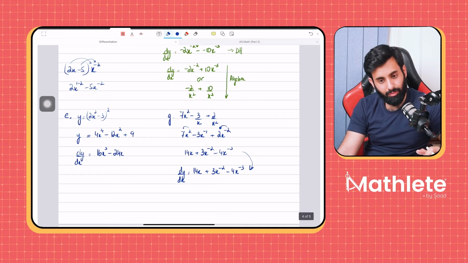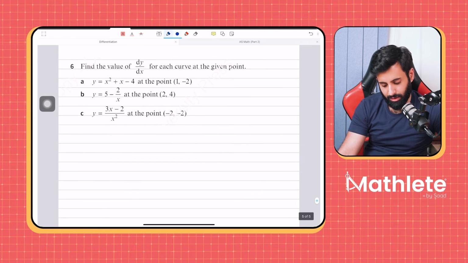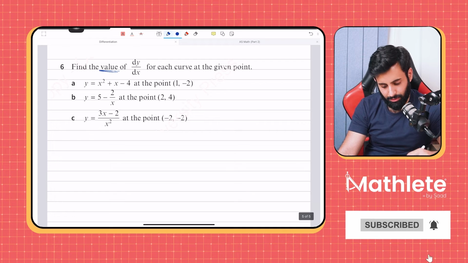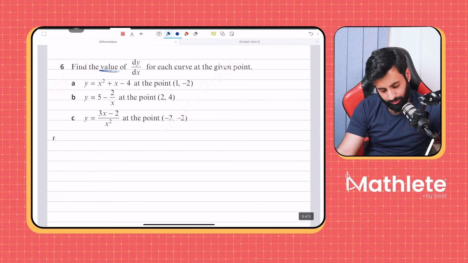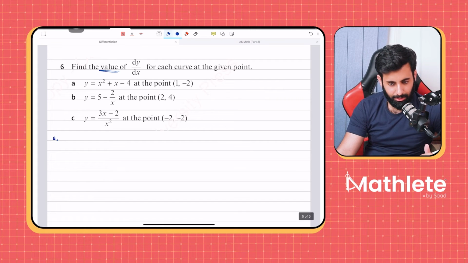Now, sorry, let's do question 6 now. Let's see what it says. Find the value of dy by dx. So how is this question different? Here you're asked to find out the value. So what exactly are we going to do now? What is the one thing different that we're going to do in questions like these? Yes. Substitute the value of x after we differentiate it.